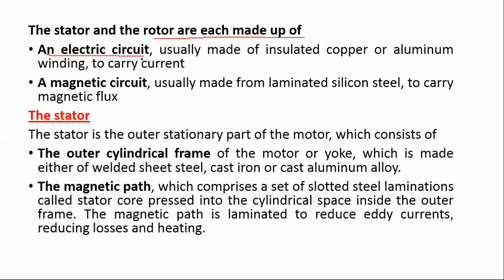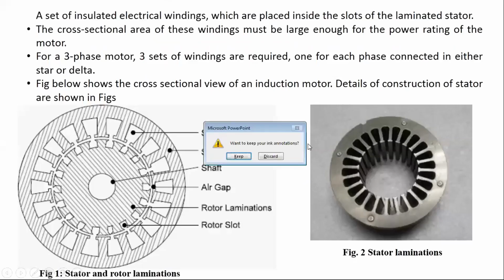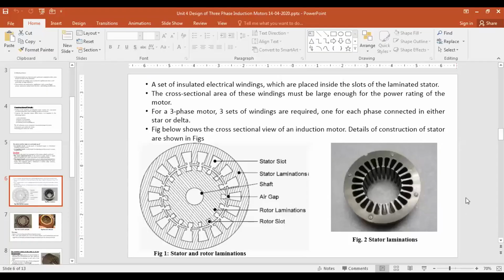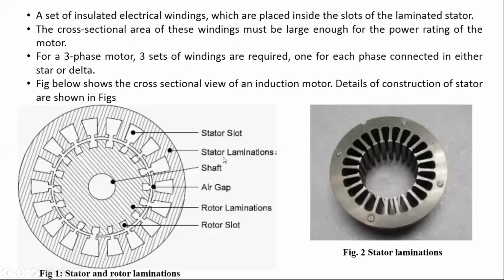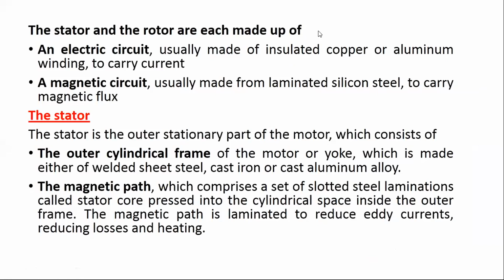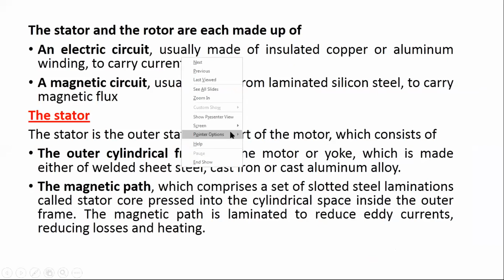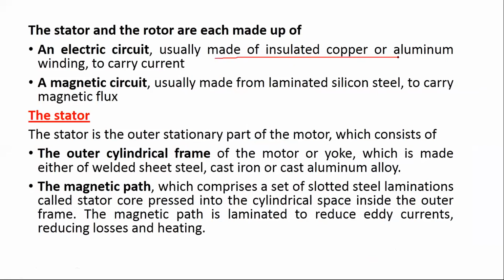So that means both stator as well as rotor can be used as an electric circuit as well as a magnetic circuit, right? The electric circuit is basically made up of insulated copper or aluminum winding to carry the current. Since we have winding on the stator also and it carries current, it is an electric circuit.